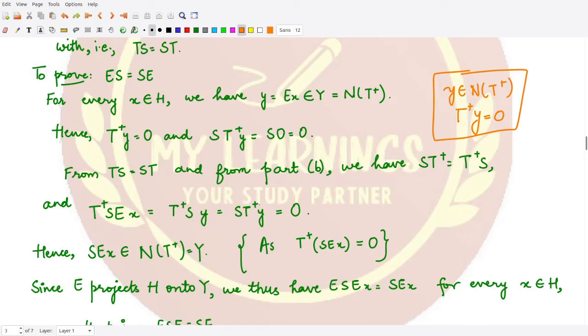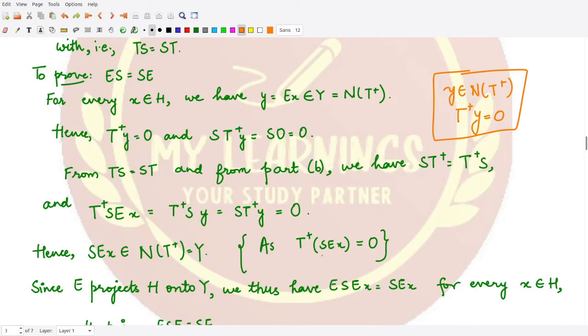And what is your S T positive y? Your S T positive y is nothing but 0. So using this thing here, S T positive y is 0. So that means you have obtained T positive S E x as equal to 0. So what does this imply?